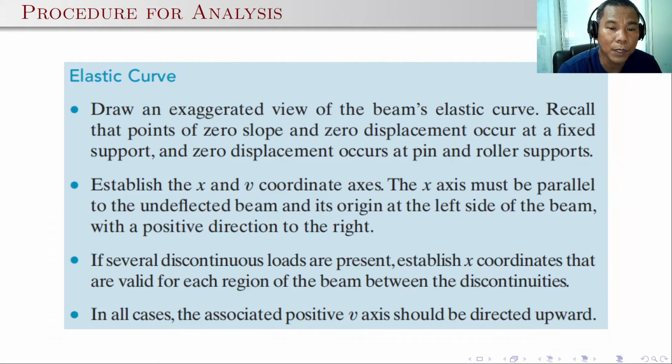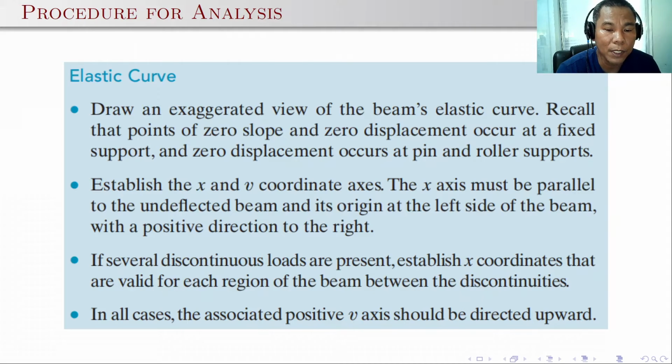Recall that points of zero slope and zero displacement occur at a fixed support, and zero displacement occurs at pin and roller supports. So this is very important. You have to remember this one. Establish the x and v coordinate axes. Again, you can just use x and y coordinate axes, or here x and v. The x-axis must be parallel to the undeflected beam and its origin at the left side of the beam with the positive direction to the right.